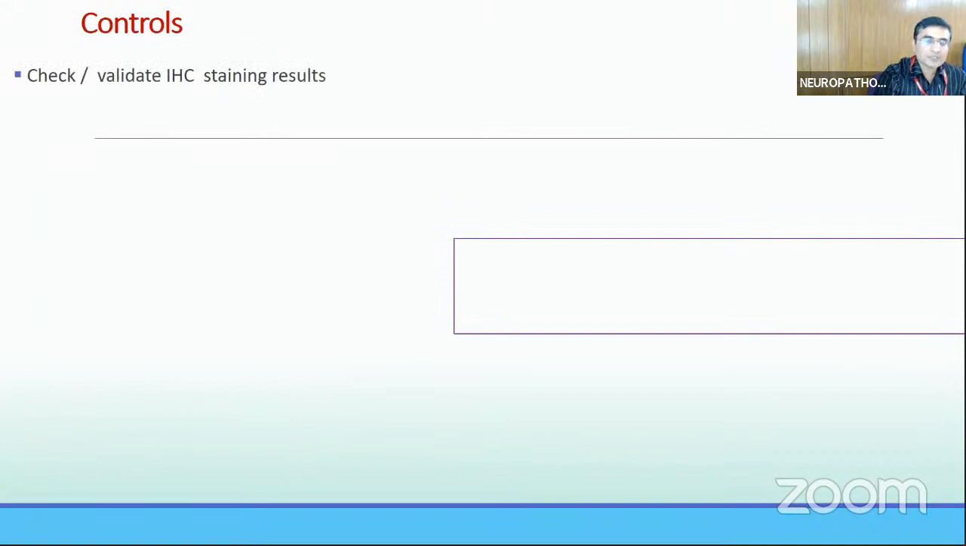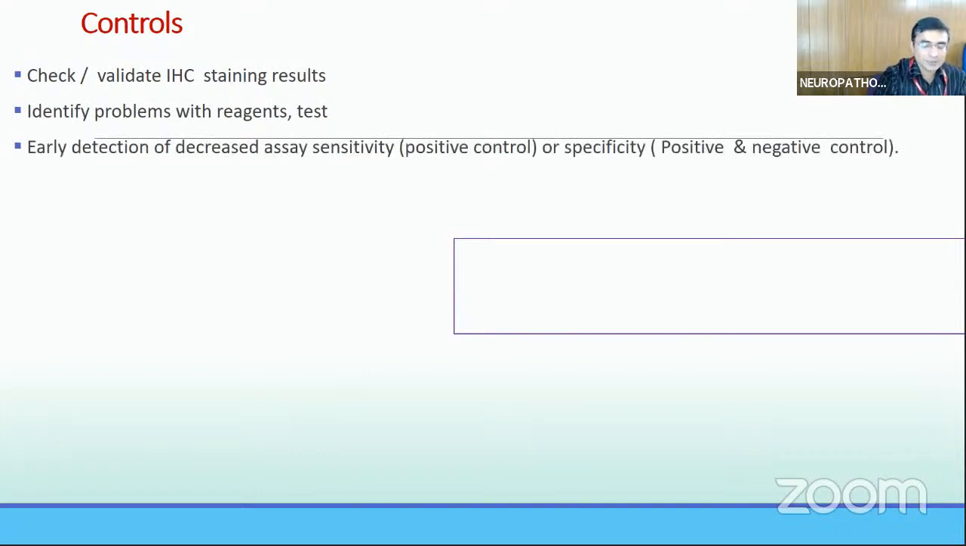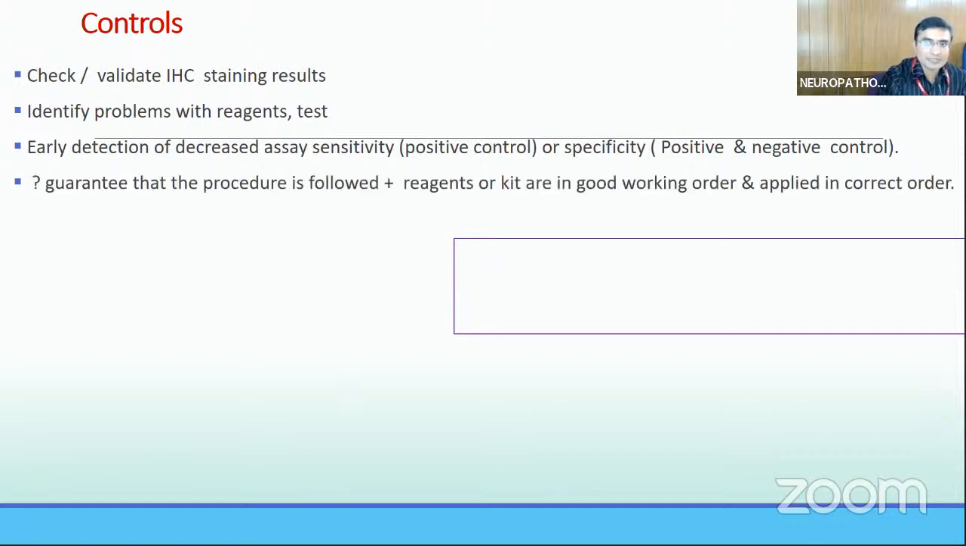Now, why should you use controls? It is basically to check, test or validate IHC staining results. It will identify problems related not only to the procedure, but also to the reagent strength, the test, and other essential component steps of the procedure. It also helps in early detection of any change or weakness of the result, or decreased sensitivity and altered specificity. So if you follow this control, it is a kind of indirect guarantee and assurance that the procedure is followed properly and reagents and kit components are in good working condition. For that, you have to use essentially a positive tissue control.